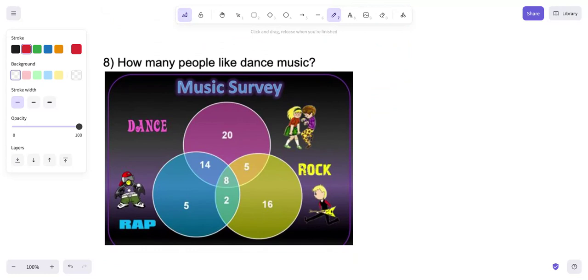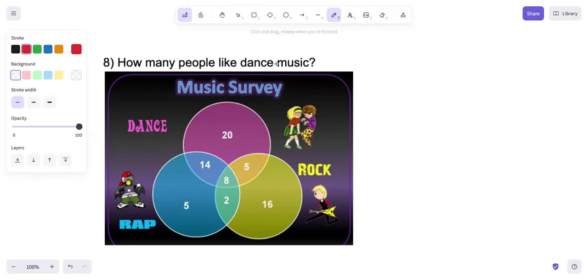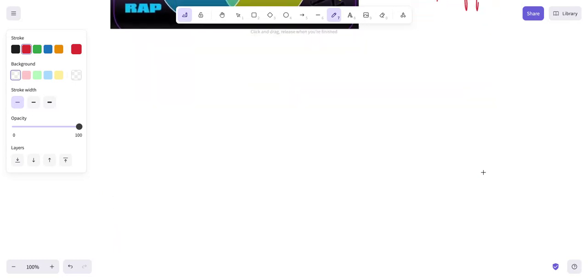And number 8. How many people like dance? I don't see the word only. I don't see and or, so I'm just looking for dance. How many people like dance? This is the dance circle. So I'm just going to add it all up. So that's 20 plus 14 plus 8 plus 5. That's 12 plus 5 is 17, 1, 4. Is that right? 34 plus, 47. So there's 47 people that like dance. And that's it.